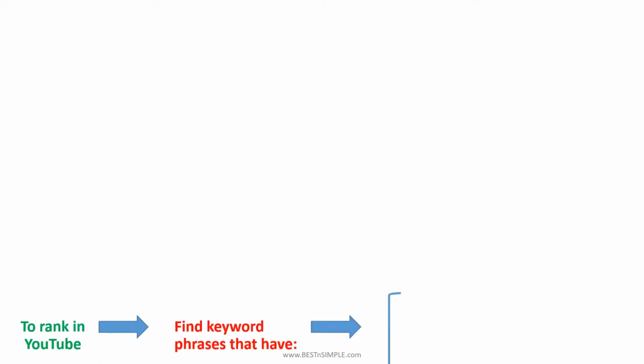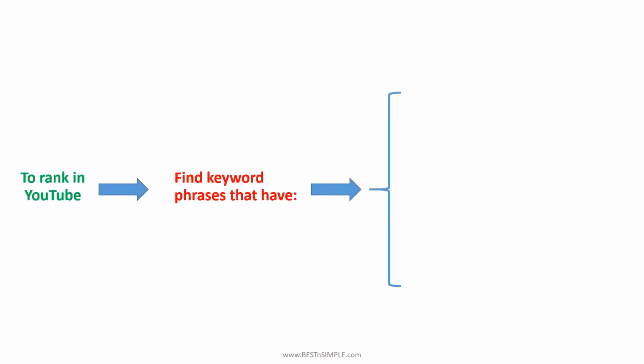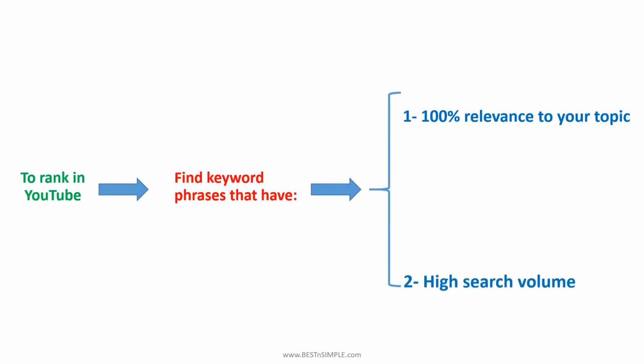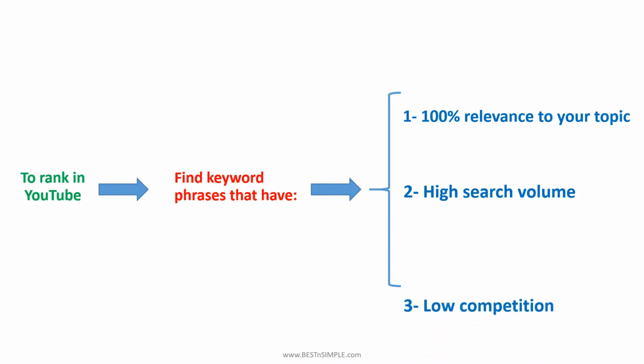By the end of this video, you will be equipped with the skill set to find a list of keyword phrases that 1. They are 100% relevant to your topic. 2. A lot of people search those keyword phrases on YouTube. In other words, they have high search volume. And 3. There are not many videos created and optimized for those keyword phrases. In other words, they have low competition.